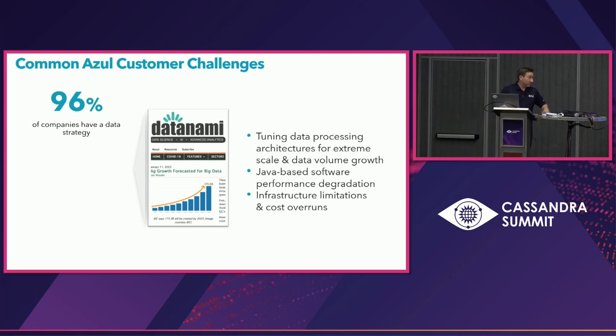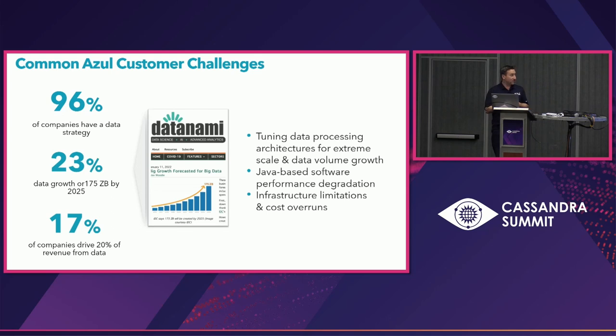And not surprisingly, 96% of companies have a data strategy. But how good that data strategy is depends on how well you're making use of it. And we're only going to see even more of a spike with data. The experts in the field are saying that by 2025, there's going to be a data growth of 23%, or 175 zettabytes of data out there. And again, if you're not harnessing that data and making use of it, you're losing out.